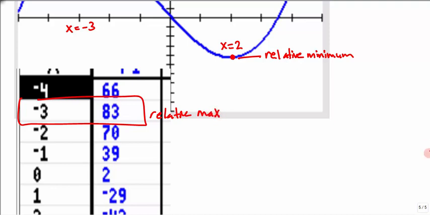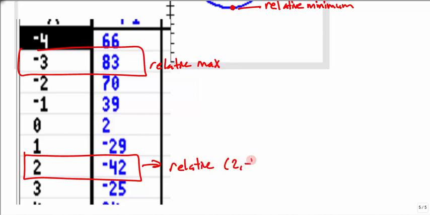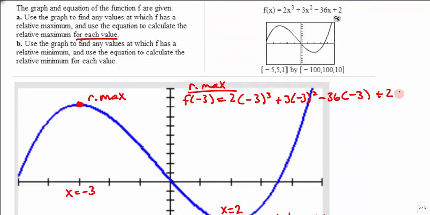And then over here at 2, let's see if we can catch this one. This goes clear down to negative 42. So this is really low. This is my relative min. So this is the ordered pair 2, negative 42. And up here, this is the ordered pair negative 3, 83. So up here we have negative 3, and we get 83 out of this if you want to check it.